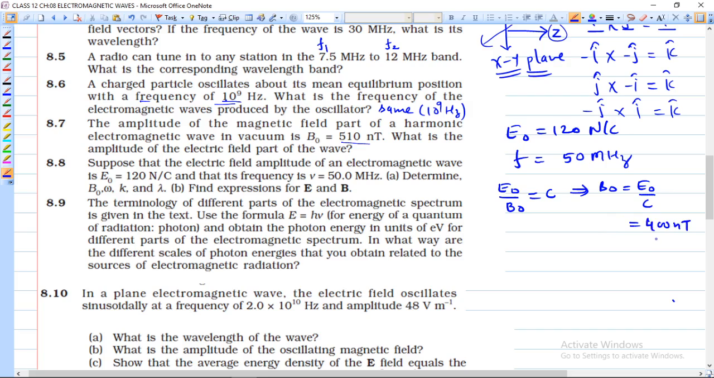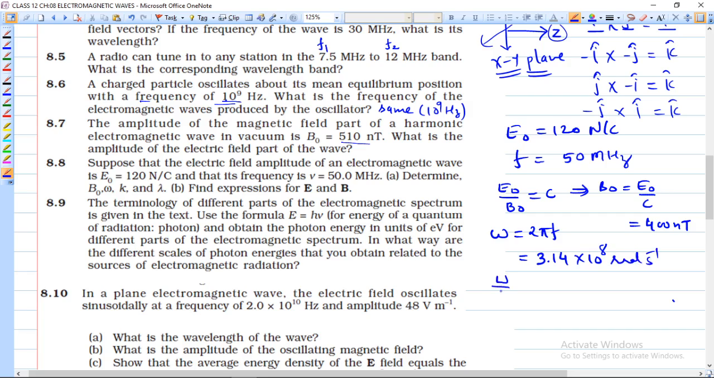See, you have to calculate. It's you who are going to face the exam, whose future is being made here. Okay, omega is equal to what? Omega is equal to 2 pi f. Simply put the value of f, and you will get the answer as 3.14 into 10 raised to 8 radian per second. That is the value of omega.